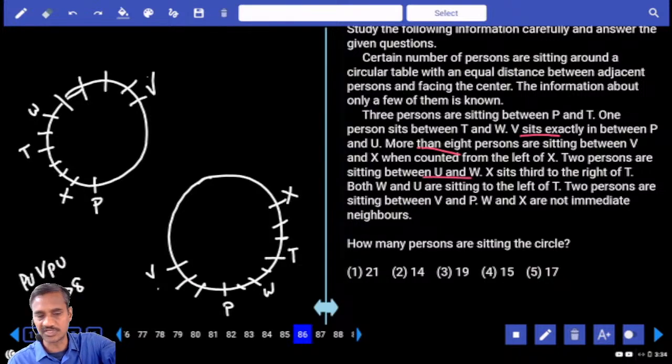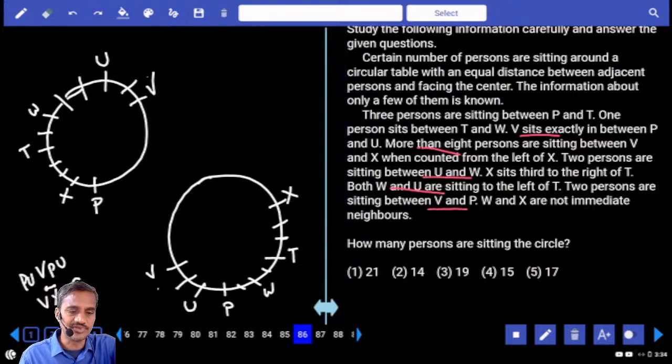And 2 persons are in between U and W. There must be exactly 2 people between U and W. Both U and W are to the left hand side of T, and 2 persons between U and W, hence U must be here. And 2 persons between V and P. In between V and P, how many people? There are exactly 2 people.